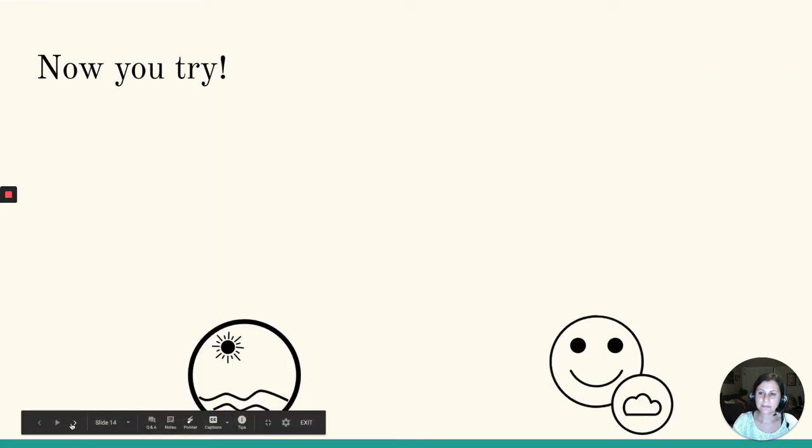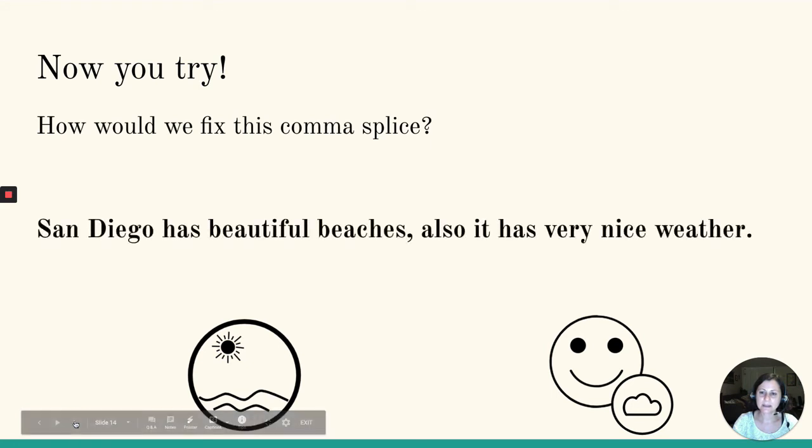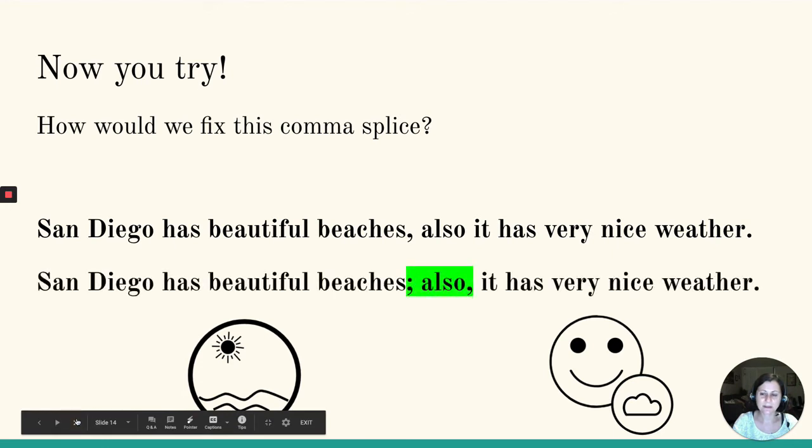Now you try. How would we fix this comma splice? San Diego has beautiful beaches, also it has very nice weather. Here I have a comma splice. How would I fix it? San Diego has beautiful beaches; also, it has very nice weather.